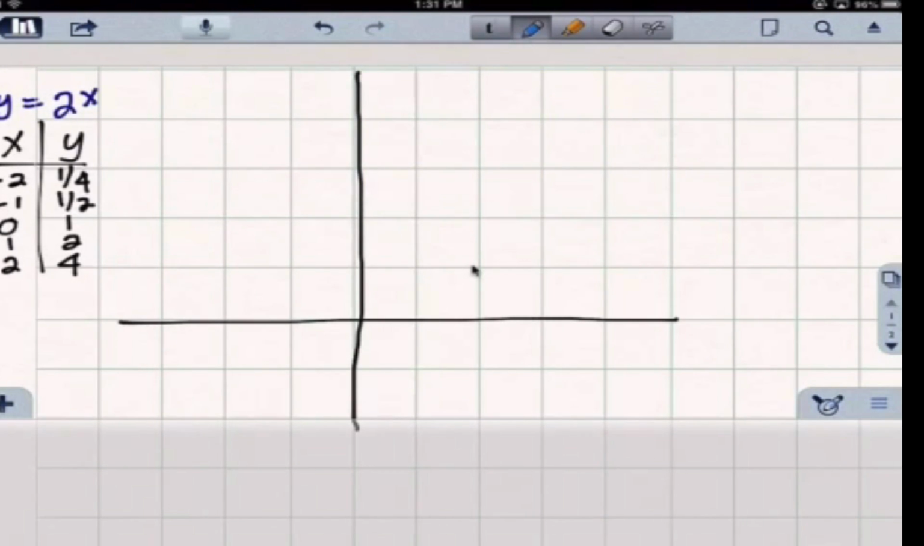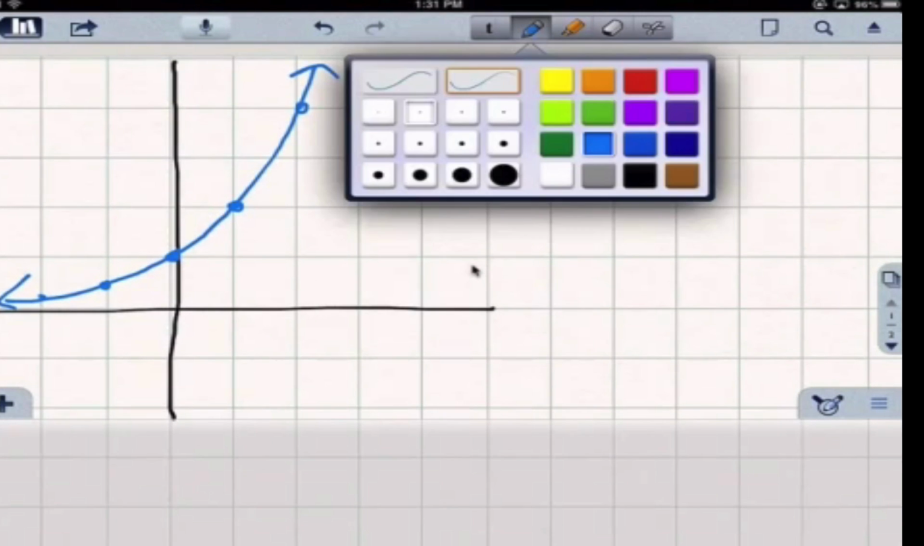okay, I have -2 to the 1/4, -1 to the 1/2, 0 to the first, 1 to the second, 2 to the fourth. My graph would look something like this. Notice my graph did not cross the x-axis. That is very important. That's something I look for. And then there's going to be 4 questions that it will ask you. Okay, and I'm just going to write these off to the right here.